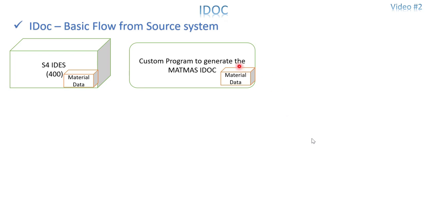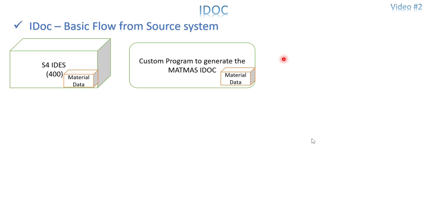A custom program generates the MATMAS IDOC. It could be a custom program or it could be any user exit enhancement. While saving material information, I want to trigger an IDOC. So the places are different, but the functionality is the same: trigger an IDOC. You know how to trigger an IDOC. You have a function module, and using it with all the proper control parameters, communication information and the IDOC data, you generate an IDOC.